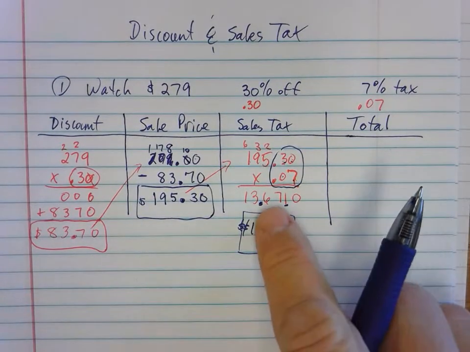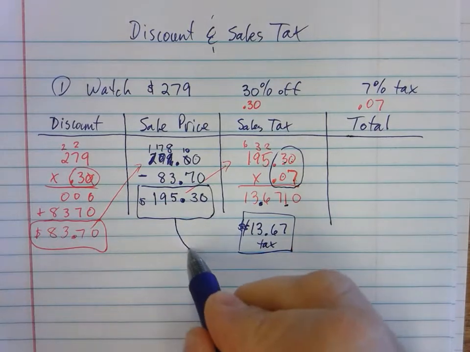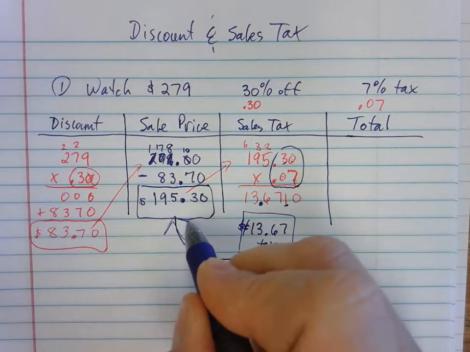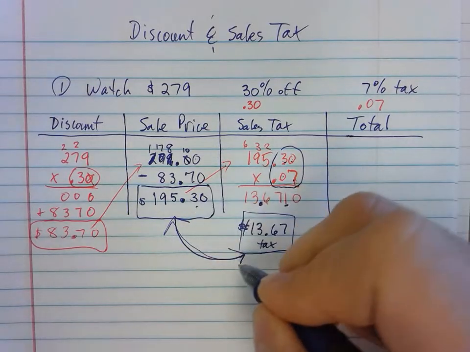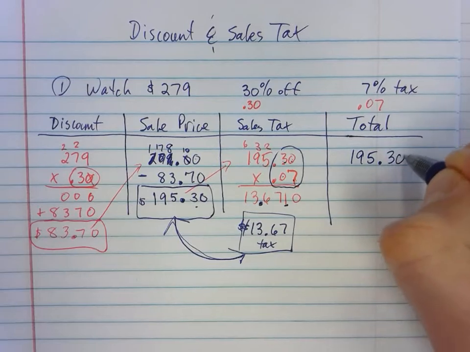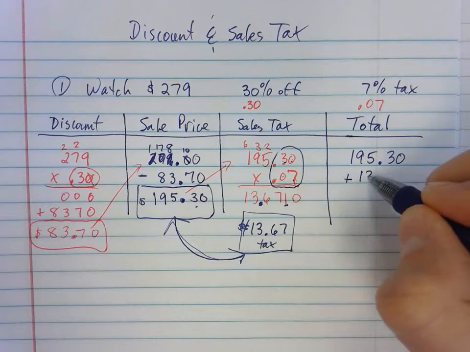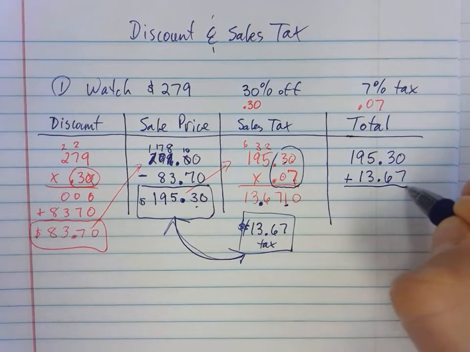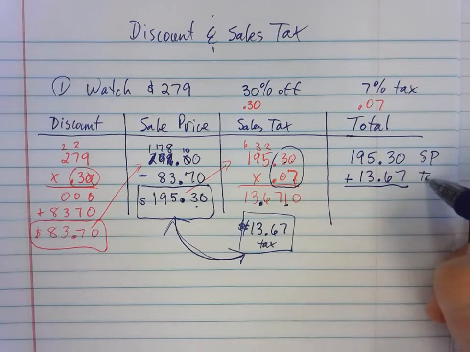Okay, so make sure you round it to the right dollars and cents. Don't round it to the nearest dollar. Round it to the nearest cent. All right, and the last thing, of course, we're going to do is take these 2 jokers right here, the sale price and the tax, and that's how you get your total. So we're taking that one, and we're adding them over here. 195.30 is the sale price, okay, plus the tax we're going to have to pay on the watch is $13.67. So this is sale price, this is tax.